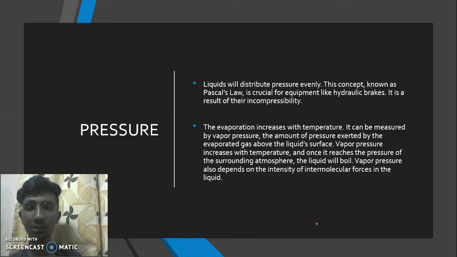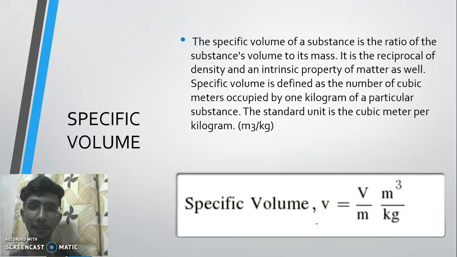Pressure. Liquid will distribute pressure evenly. This concept is known as Pascal's law. It's crucial for equipment such as hydraulic systems and hydraulic brakes. The vaporization increases the temperature. It can be measured by vapor pressure, the amount of pressure exerted by the evaporated gas above the liquid surface. Vapor pressure increases with the temperature. Once it reaches the pressure of the surrounding atmosphere, the liquid will boil. Vapor pressure also depends on the intensity of intermolecular forces in the liquid.